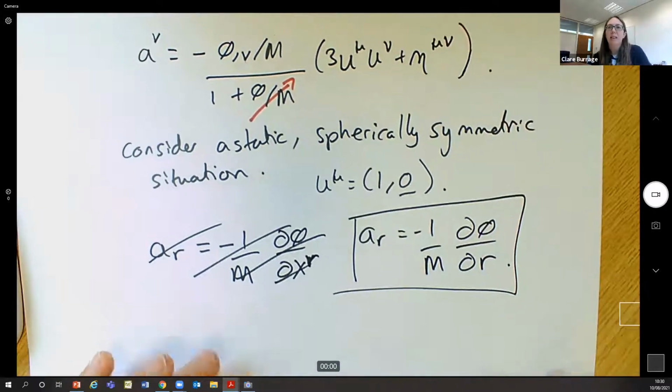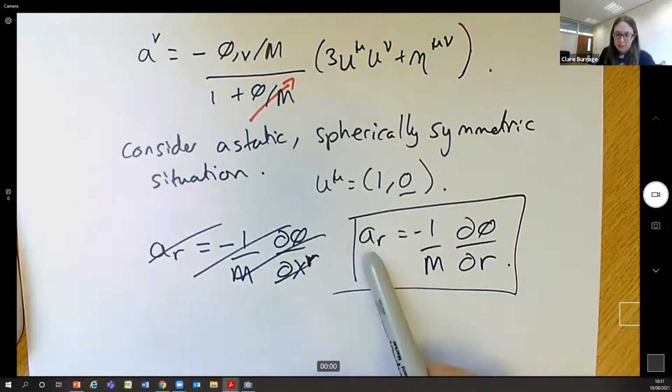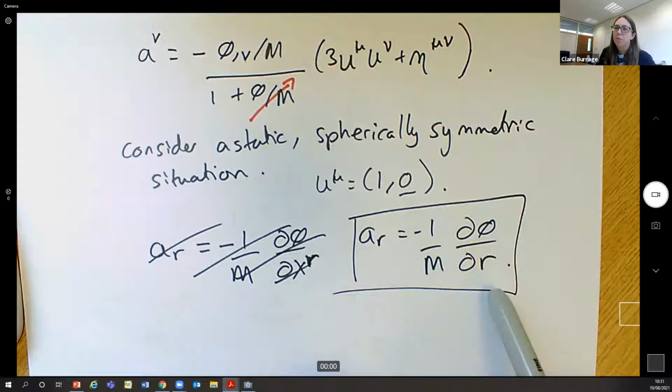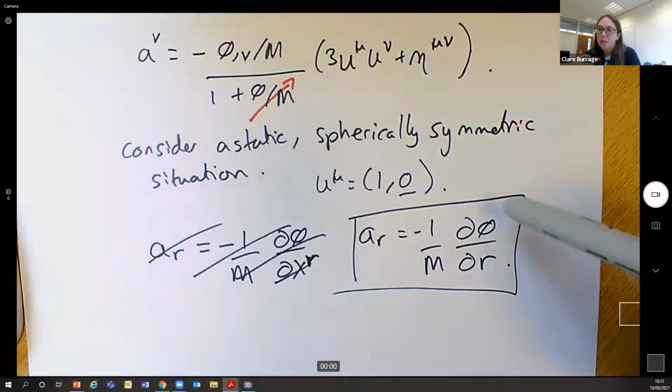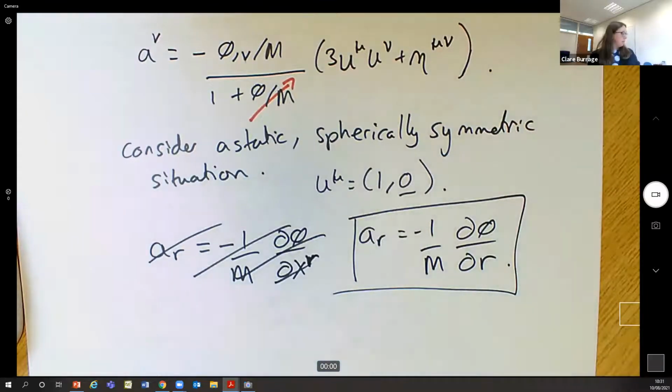So that would be no surprise to us if we were talking about gravity, or if we were talking about electromagnetism, that we have an acceleration that is the derivative of something that looks like a potential. So that's the first thing to realize here, I guess, is that our scalar field is acting like the potential for this force.